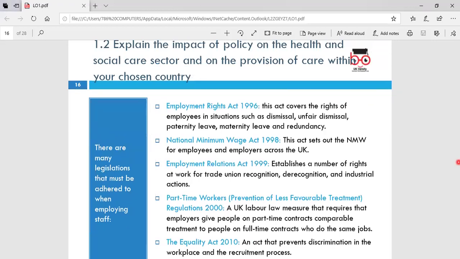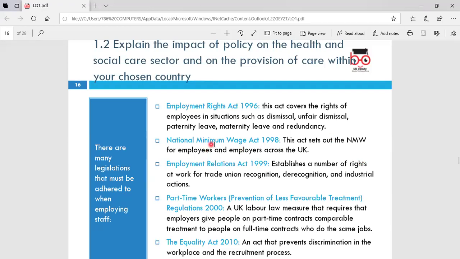We're coming towards the last bits of our slides. So again, you have several legislations that may be adhered to when you're talking about employing staff. You have the Employment Rights Act 1996 that covers the rights of employees in situations like dismissal, unfair dismissal, paternity leave, maternity, and redundancy. You have sick leave also here.